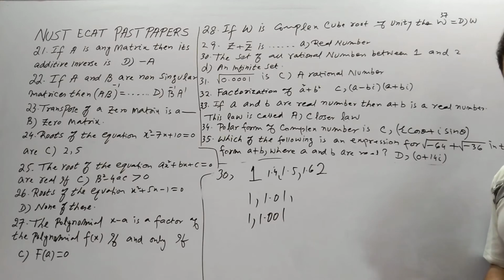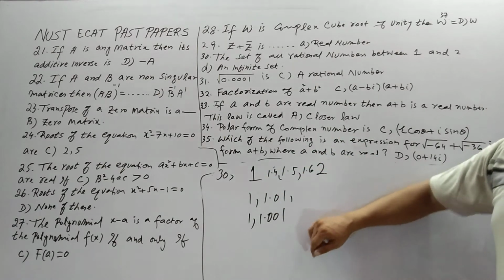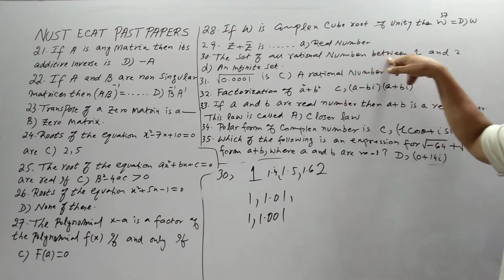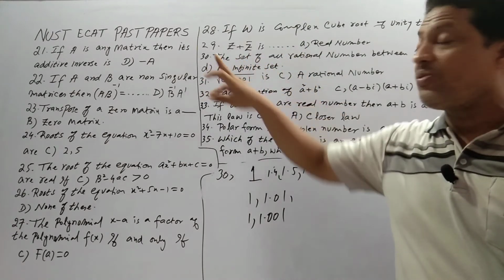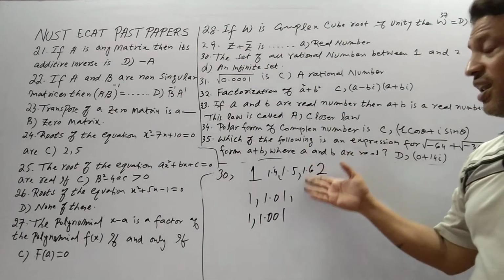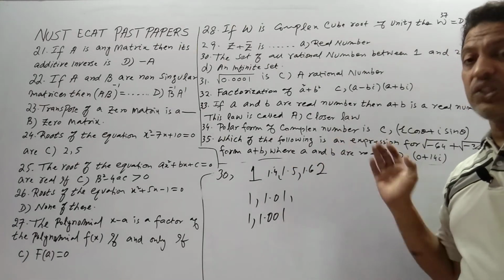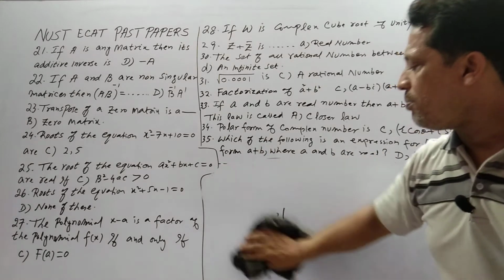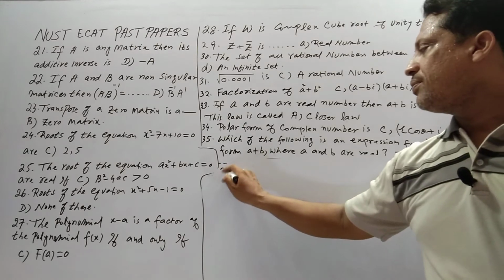So can we count all the numbers between 1 and 2? The answer is no. Therefore, the set of all rational numbers between 1 and 2 is an infinite set, option D, because we are unable to count how many rational numbers there are between 1 and 2. So this is MCQ number 30. Now MCQ number 31.